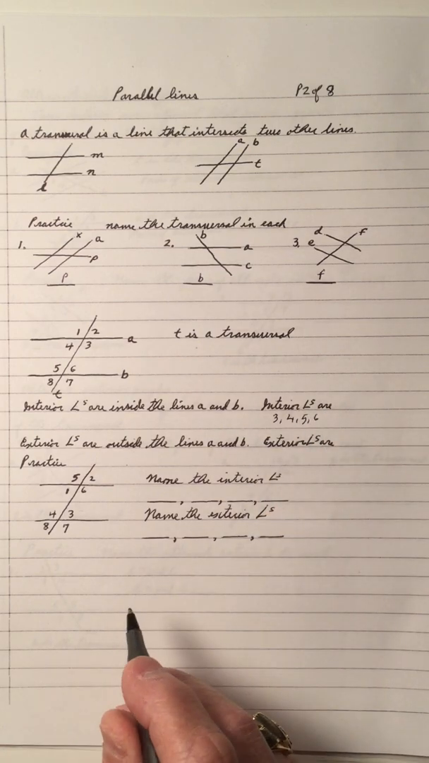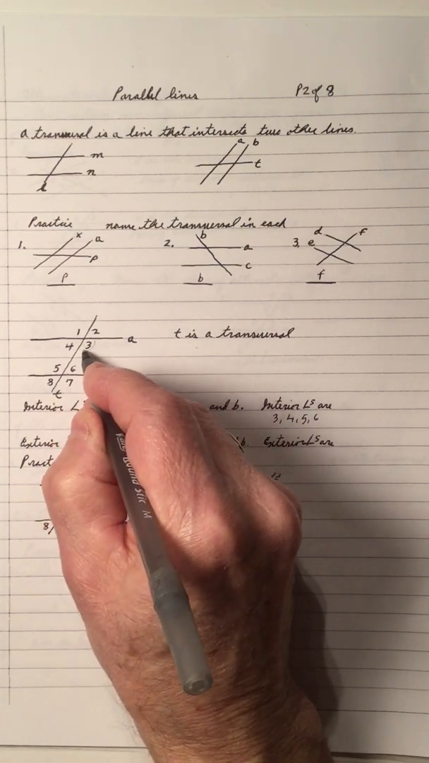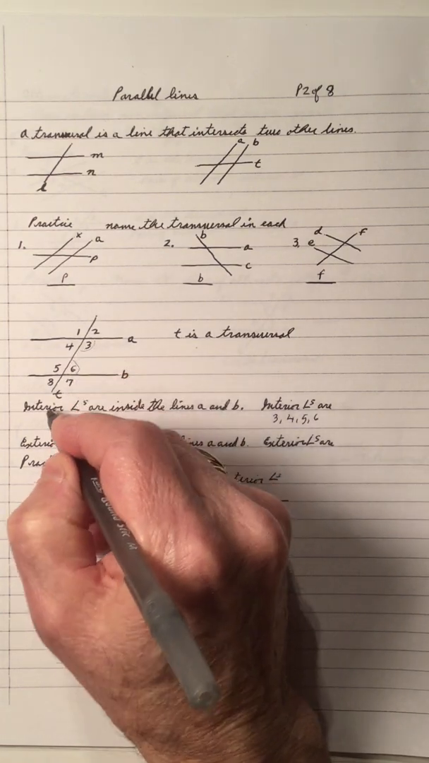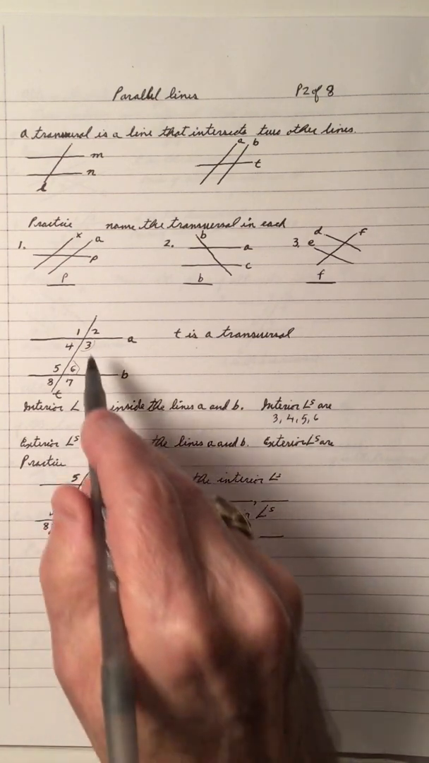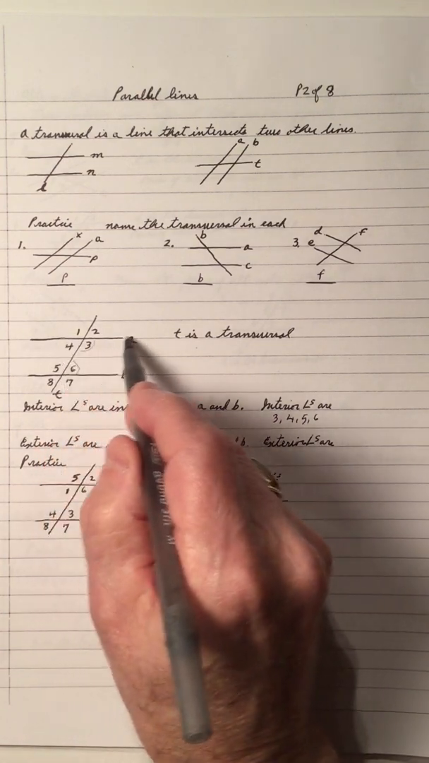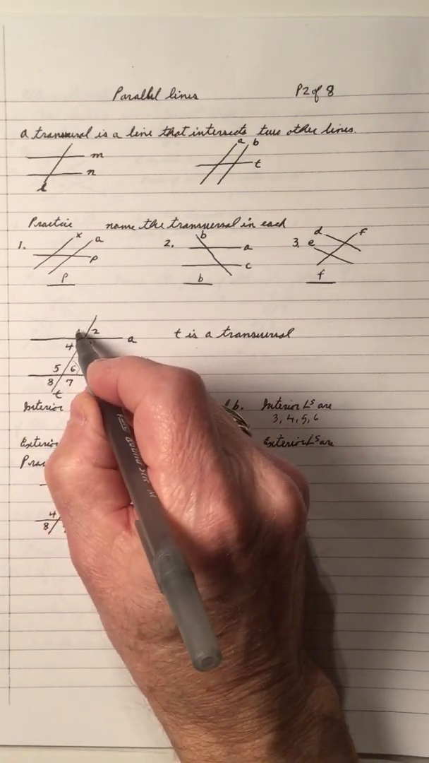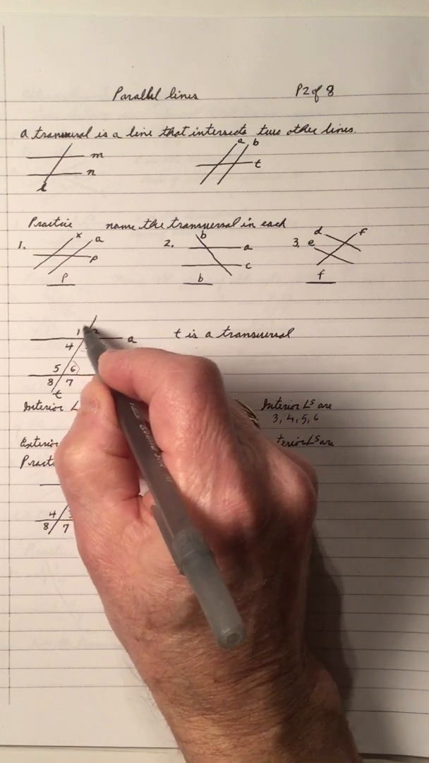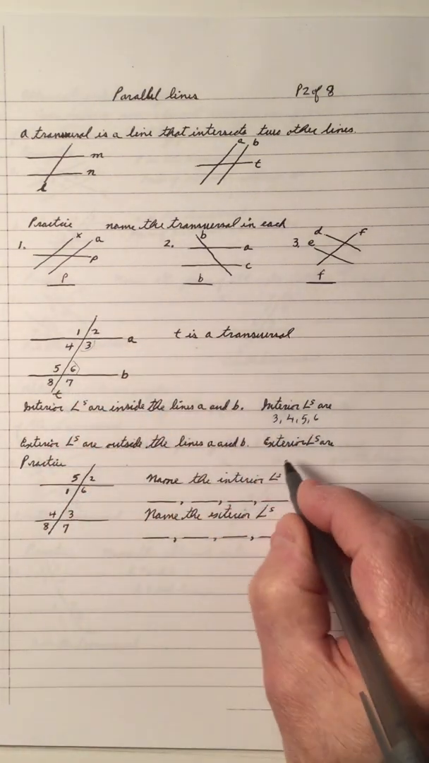I'm just using the numbers for the angles now. So that 3 means that angle there, and 6 means that angle there. So the exterior angles are outside the lines A and B. So here's the two lines, A and B. Here's the transversal. So the exterior angles are outside of these two lines, out here: 1, 2, 7, and 8.